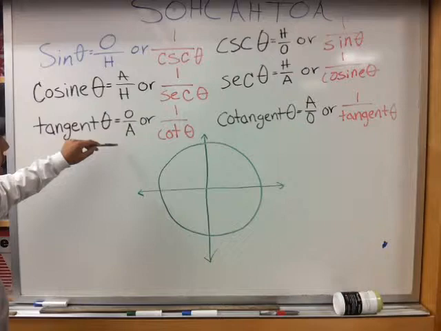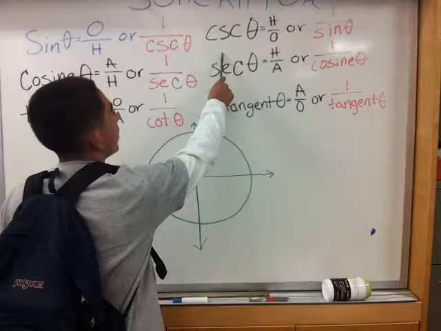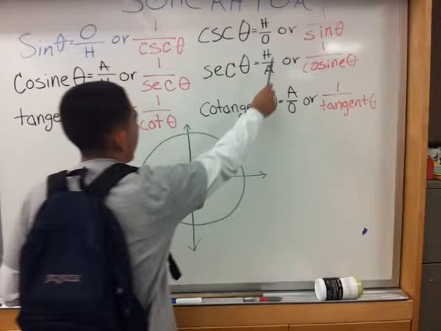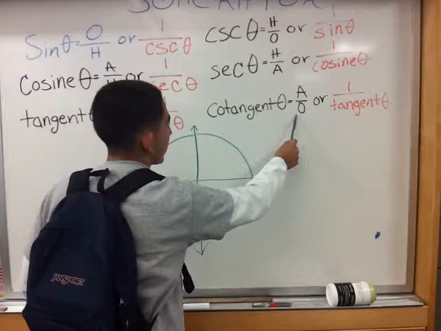And there's cosecant beta, which is the opposite of this, which is hypotenuse over opposite, or 1 over sine beta, and secant beta, which is once again the opposite of this, which is hypotenuse over adjacent, or 1 over cosine beta. Cotangent beta is adjacent over opposite, or 1 over tangent beta.